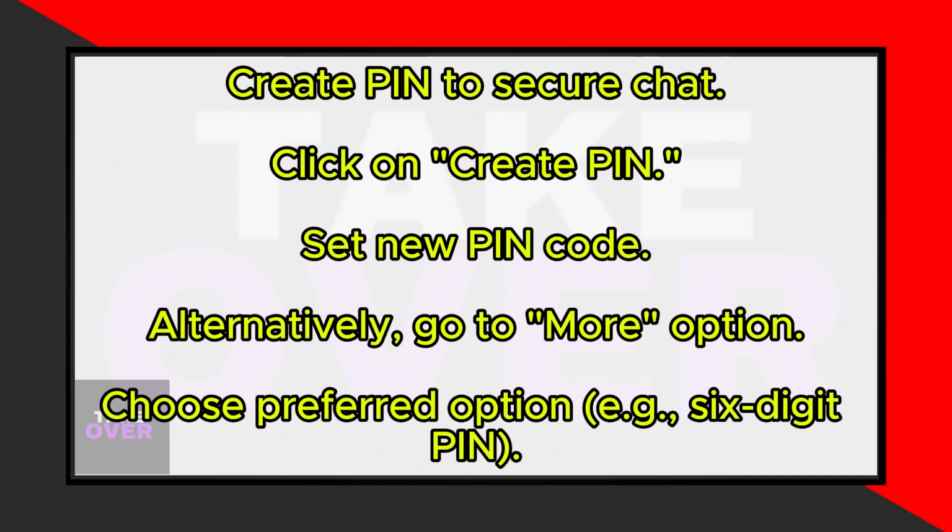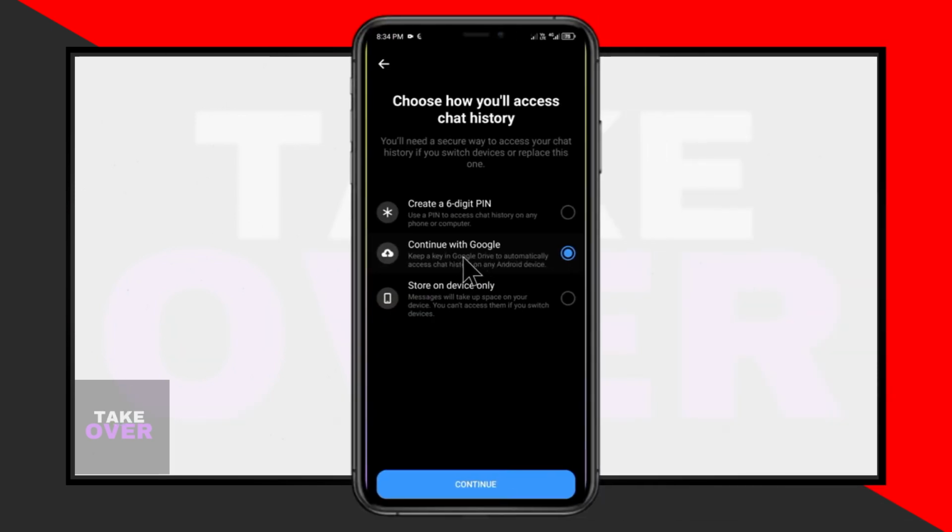Create a PIN to secure your chat. Click on Create PIN. Set your new PIN code. Alternatively, go back and click on the More option. Choose from multiple options. Secure your chat with a 6-digit PIN.